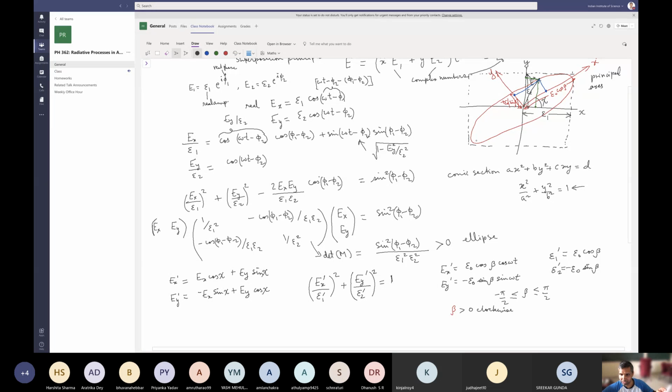Right, so if your beta is greater than 0, it's a clockwise rotation of the electric field vector. So this is clockwise, or R polarization, right circular polarization. And if beta is less than 0, then it is anti-clockwise, or L polarization. It's actually easy to see. If beta is less than 0, then this is also positive, and then it varies like that. This is just a convention, the sign of beta.